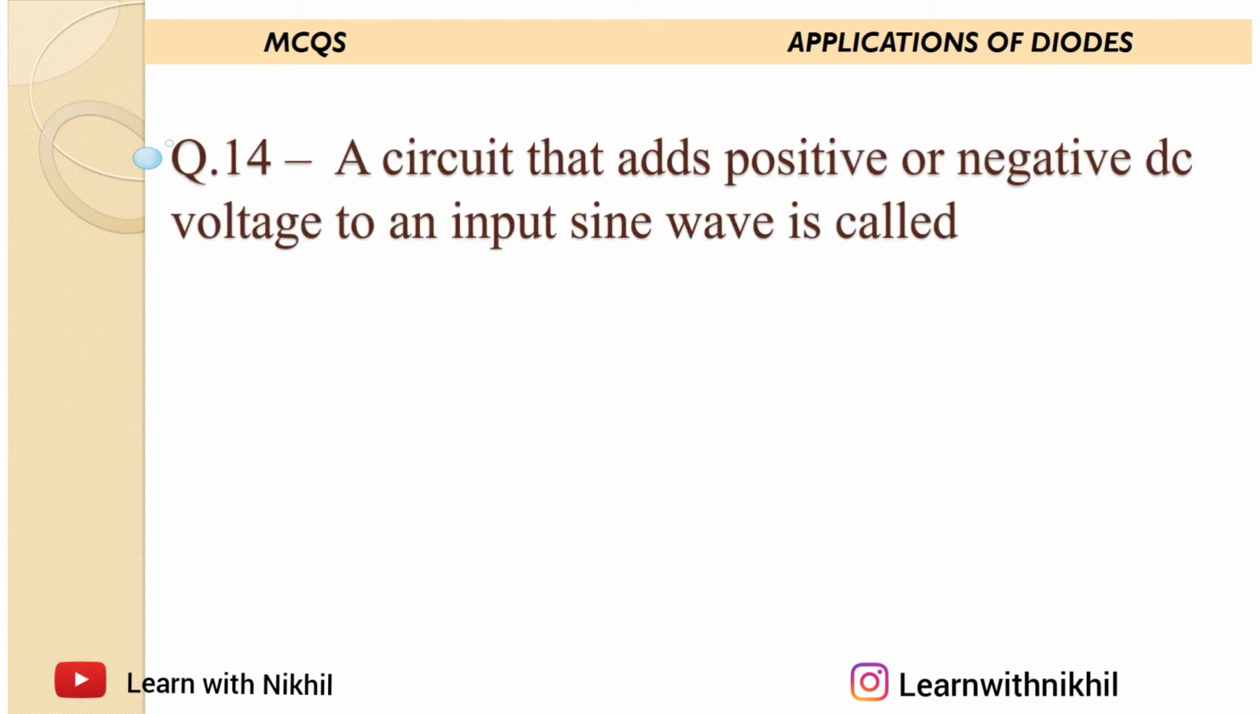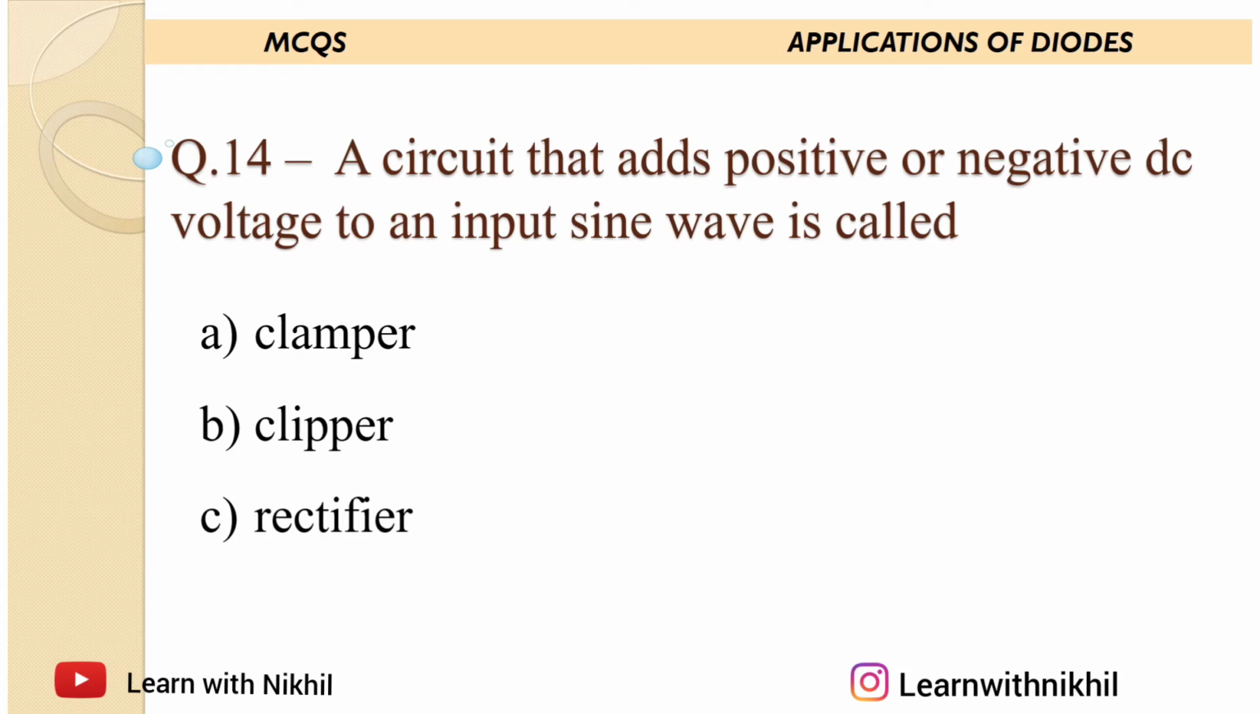Next question. A circuit that adds positive or negative DC voltage to the input sine wave is called. So which is the circuit which adds voltage to the input? A. Clamper, B. Clipper, C. Rectifier, or D. Limiter. And the right answer is clamper.